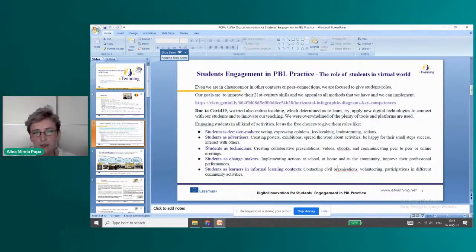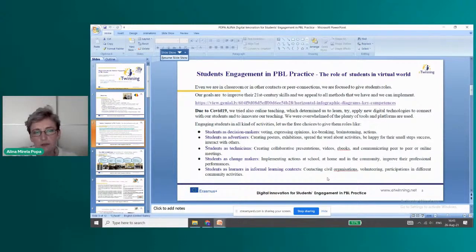Students also can be change makers, so they can decide, because they are free to decide about how to work in a project. They can become change makers. In this way, they can implement some actions in the school, for example, collecting plastic or paper or something like that, so they can change the environment in the school and become an example. In this way, they improve their performance as volunteers, as examples for the other students in their school. And in this way, they can grow inside and be more motivated to do all kinds of things next time.